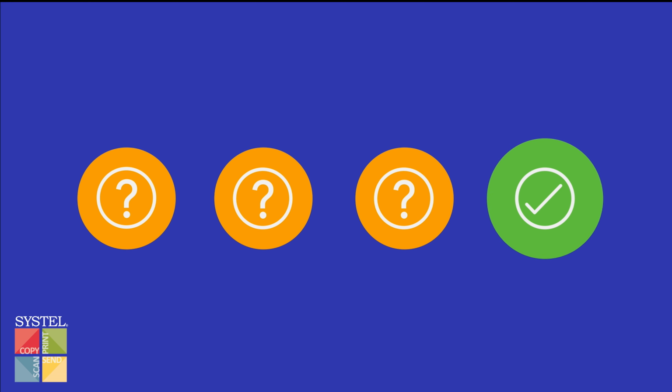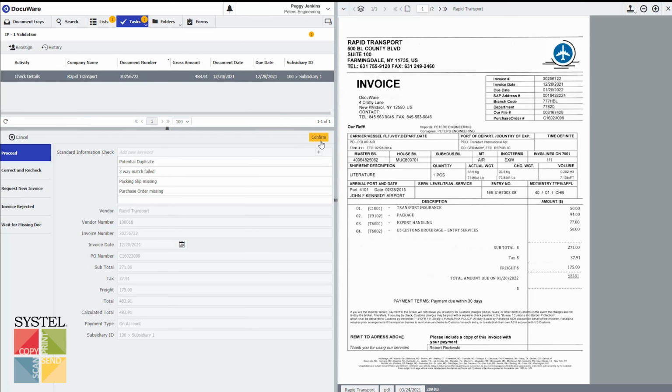Is the invoice a potential duplicate? Are the dollar amounts correct? Is the vendor pre-approved? Do you have the required documents? DocuWare checks all the details, and in case of any discrepancies, a predefined exception handling identifies them in a timely manner. You can correct the invoice data, request a new invoice, reject the invoice, or more options.